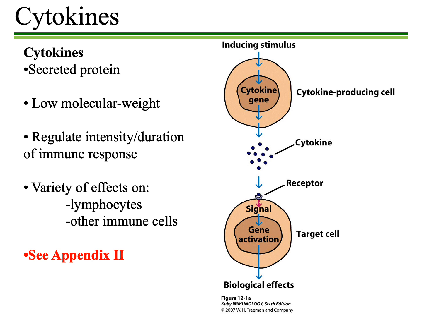Cytokines, for the most part, are protein molecules, but some have been identified as glycoproteins, which just means that there's a carbohydrate linkage to a protein component. They are low molecular weight, meaning that they are relatively small molecules altogether. Their job is to regulate the intensity or duration of an immune response.